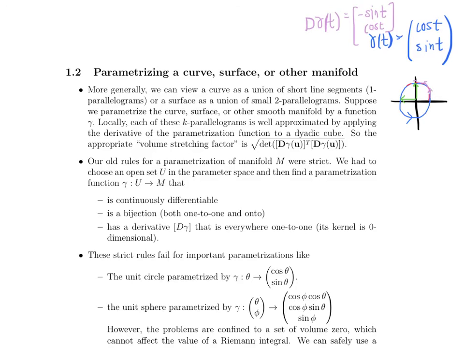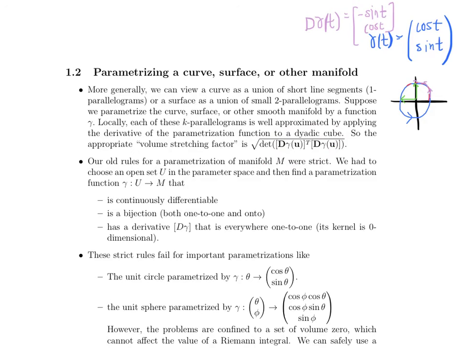Oh my God, we need to have these nice functions right here that will ultimately be integrated with respect to some parameter. So it needs to be continuously differentiable. There has to be a bijection, both one-to-one and onto, from the parameter space to the manifold. That means that every single point on the manifold gets hit. That's the onto part of that. And then the one-to-one part means that there is only one point in the parameter space that maps to a particular point on the manifold. And it has a derivative d gamma that is everywhere one-to-one.